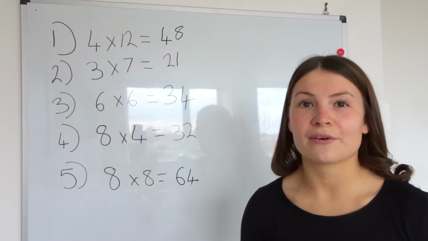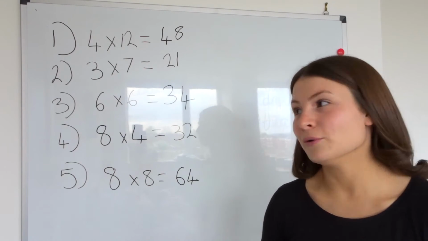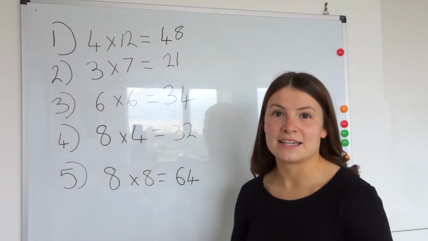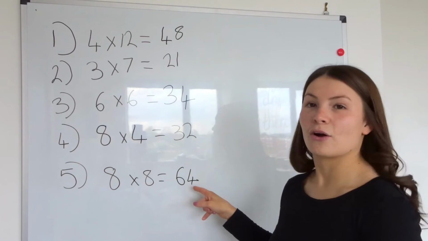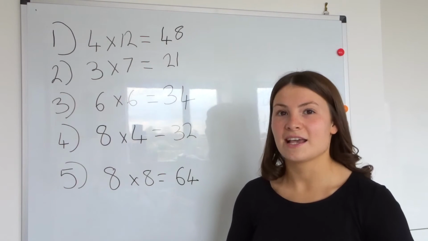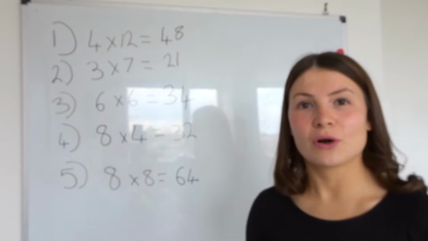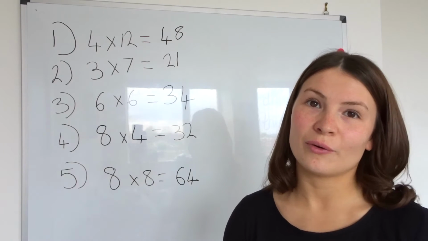Just a little trick for those who maybe find their 8 times tables difficult. The way that we remember 8 times 8 in my class is we say we ate and we ate and we were sick on the floor, which sounds like 64. So we ate and we were sick on the floor, 64. So big well done if you got those correct. Well done, you've now warmed up and ready for the lesson.